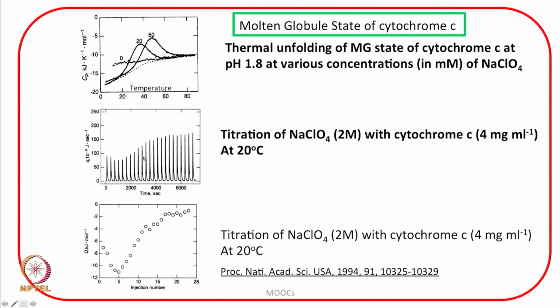They also performed isothermal titration calorimetry on the interaction of NaClO4 with cytochrome C and gave information on enthalpies of interaction. As you can see, NaClO4 is interacting with cytochrome C in a specific manner. These kinds of experiments can give the enthalpies of interaction along with some other thermodynamic parameters. We will discuss these later, but for the time being let us concentrate on differential scanning calorimetry.